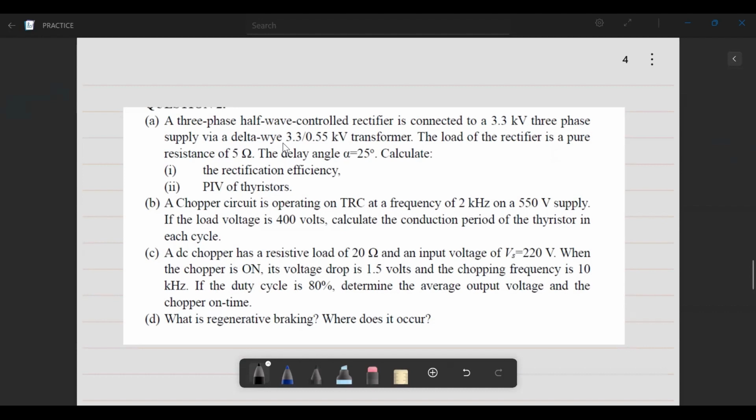Now this time around we're dealing with a three-phase. So how do we handle that, right? The first step is to find the output DC voltage for the three-phase half-wave controlled rectifier. Okay.